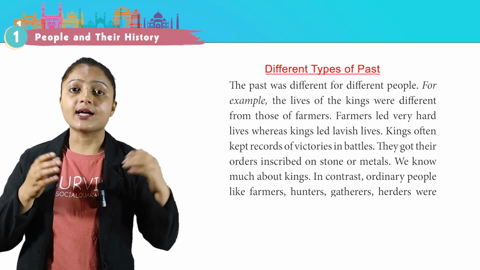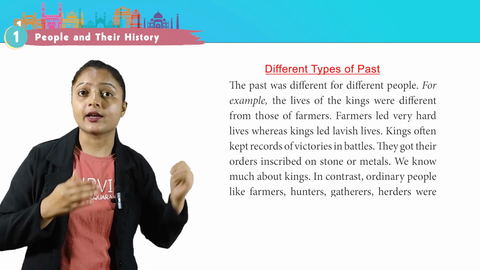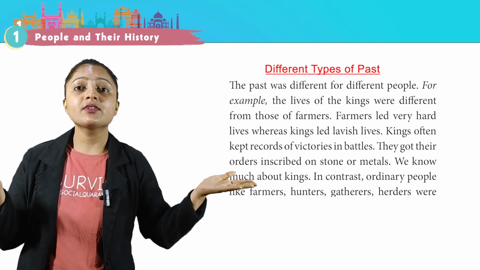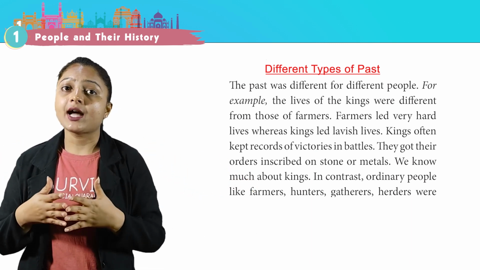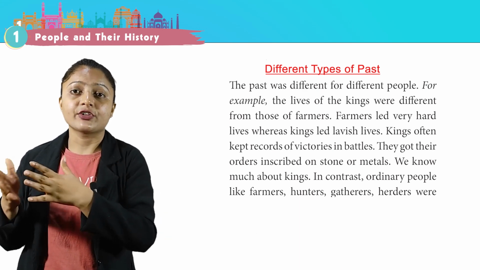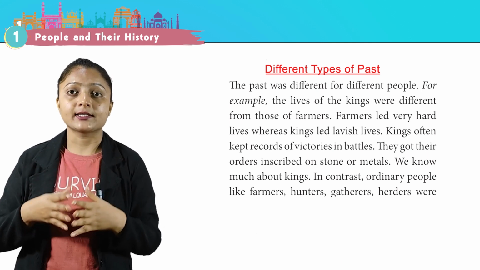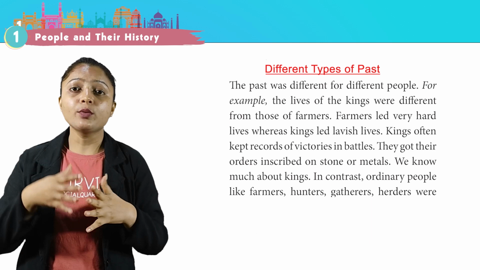Different types of past. We are going to study about the different types of past here. The past was different for different people. For example, the lives of the kings were different from those of farmers. Farmers led very hard lives, whereas kings led lavish lives. Kings often kept records of victories in battles. They got their orders inscribed on stone or metals. We know much about kings.